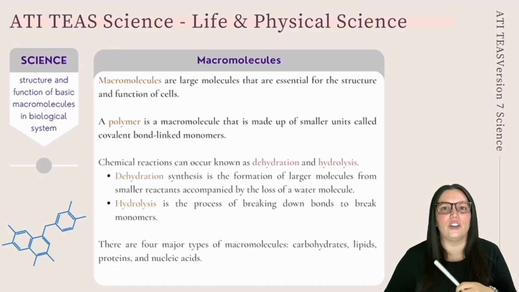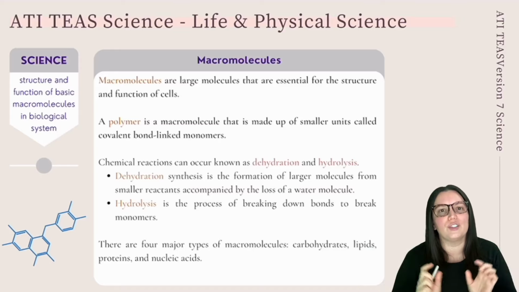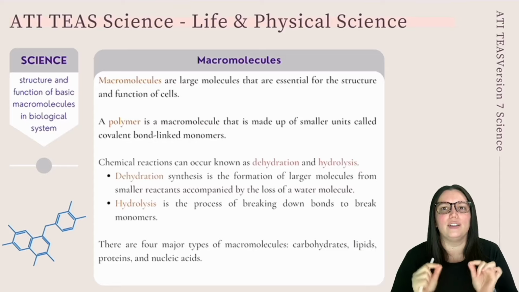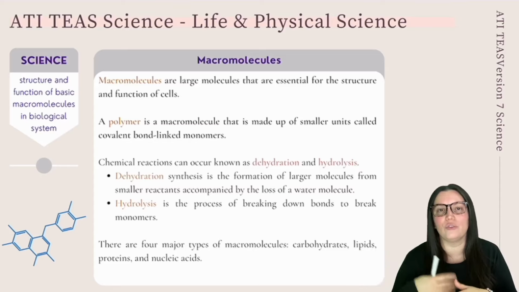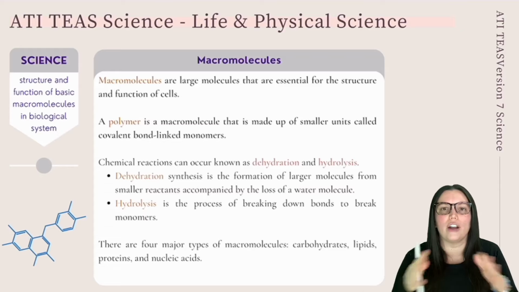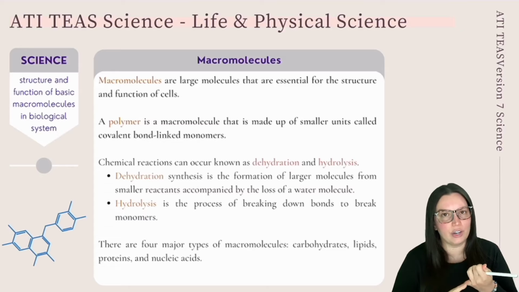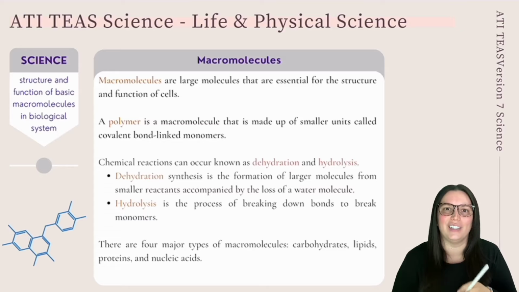Chemical reactions can occur known as dehydration and hydrolysis. Dehydration synthesis is the formation of larger molecules from smaller reactants accompanied by the loss of a water molecule, right? Dehydration, we're losing water. Whereas hydrolysis is the process of breaking bonds to break down monomers, right? Again, we're having that breakdown with water, hydrolysis. There are four main types of macromolecules. We have carbohydrates, lipids, proteins, and nucleic acids. Let's break each one of them down further so that we have a better understanding of our macromolecules.